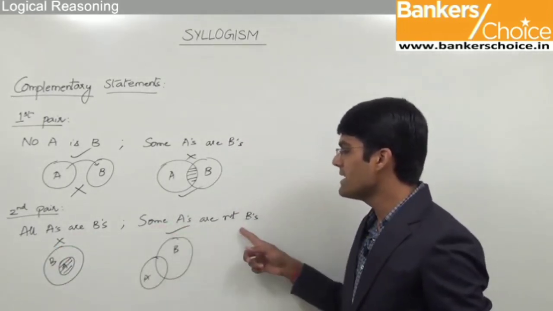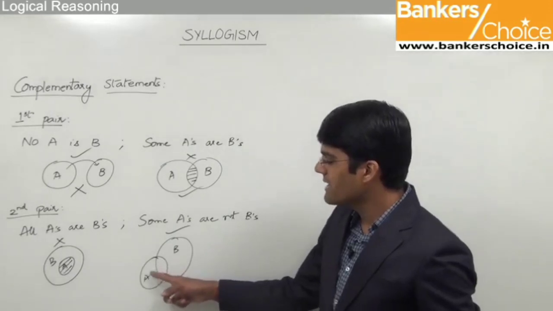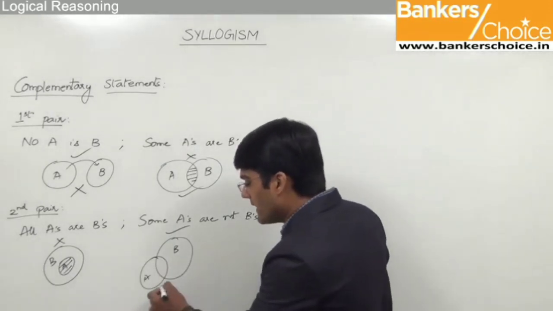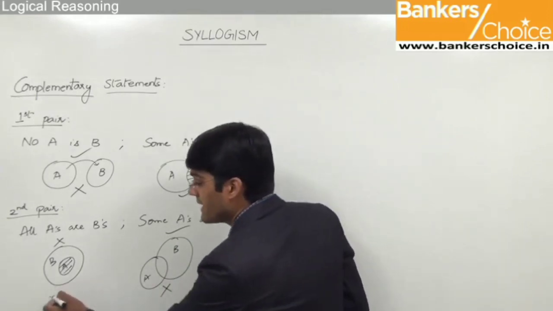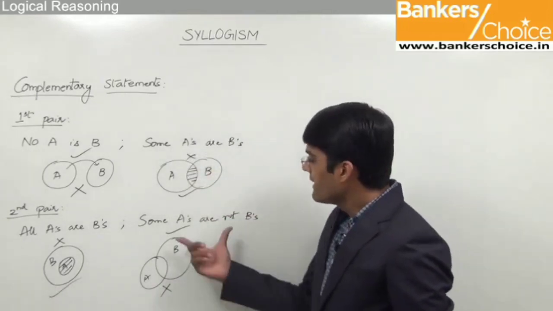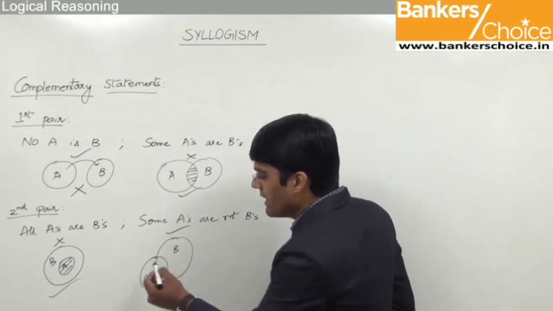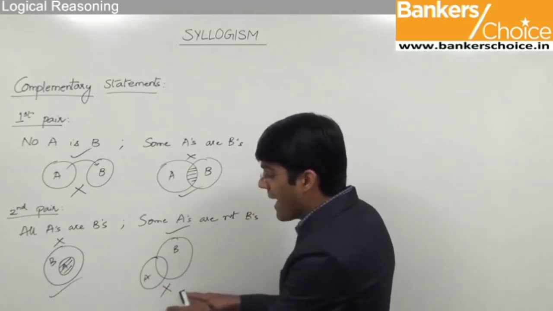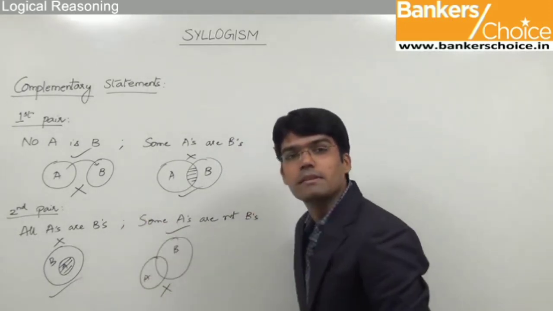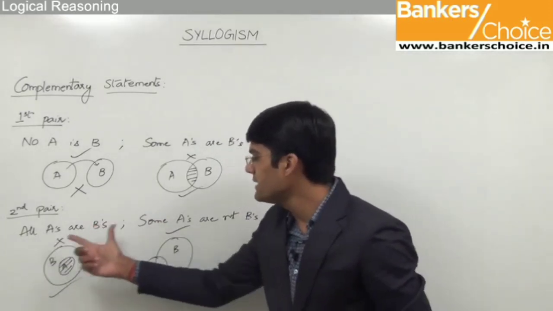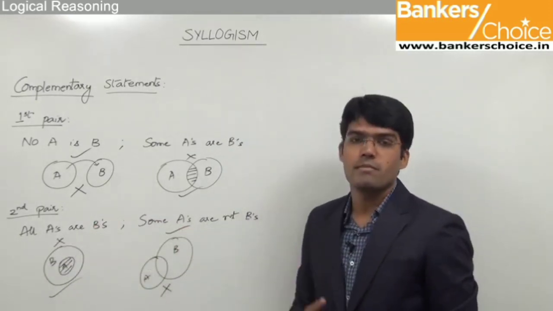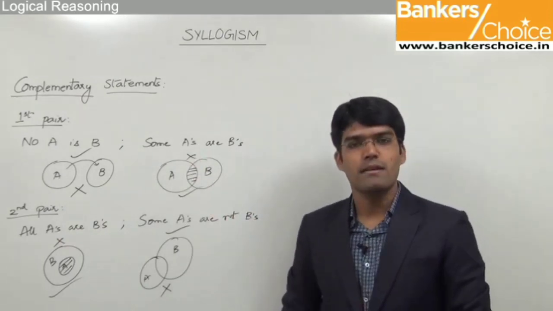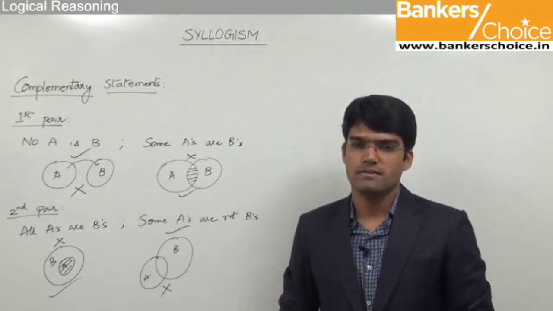That is, some A's are not B's. Here we can find that some of the A's are not B's. And likewise, when this statement is false, this statement becomes true. That is, when "some A's are not B's" is false, for example, all the A's must be B's. So "all A's are B's" and "some A's are not B's" form the second complementary pair. So we always need to take care of such complementary pairs when we are solving questions from syllogisms.